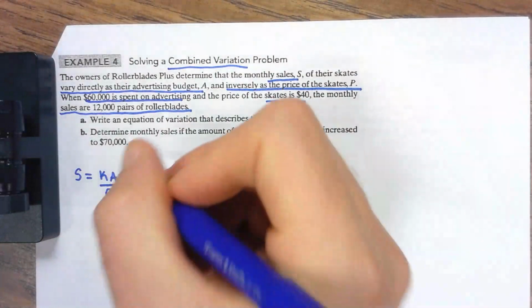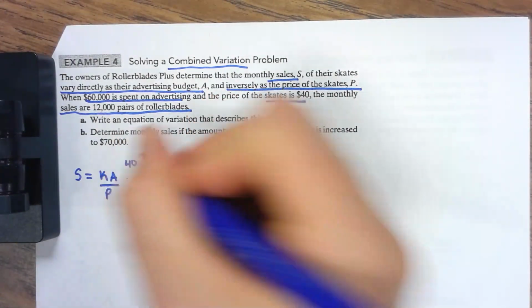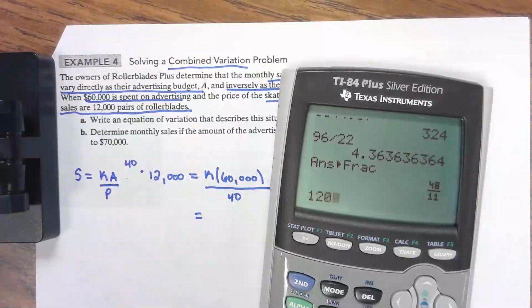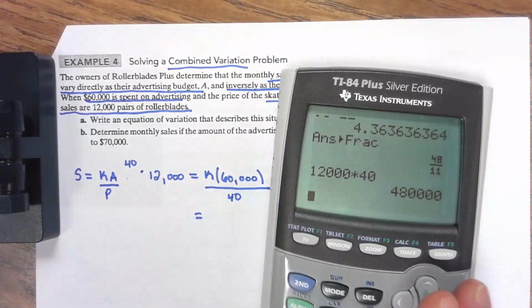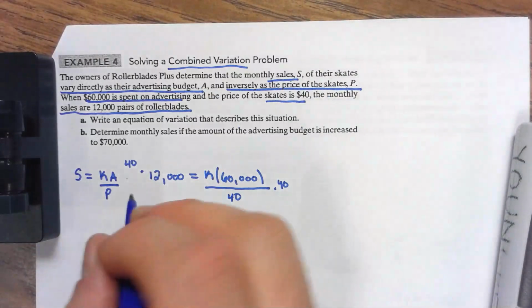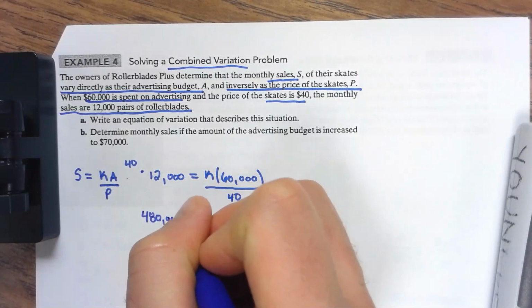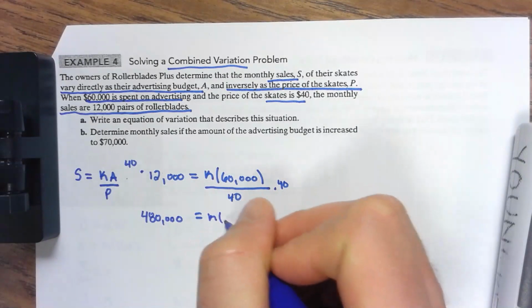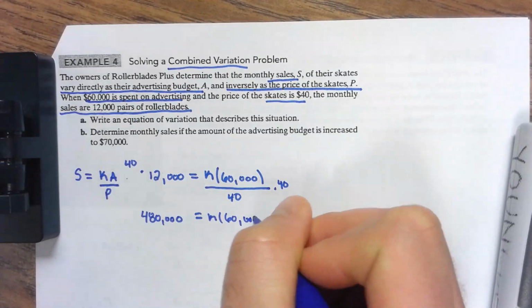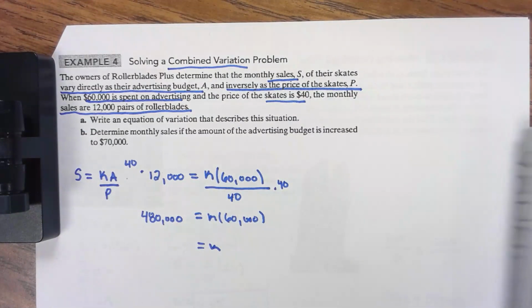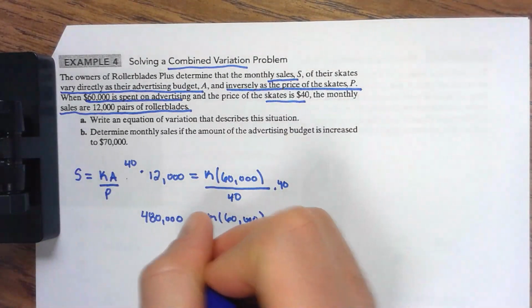I think kind of our habit with solving equations is to get rid of the fraction. So 12,000 times 40 is 480,000. And then K times 60,000. So then after we divide by 60,000, we get that it's just simply 8.